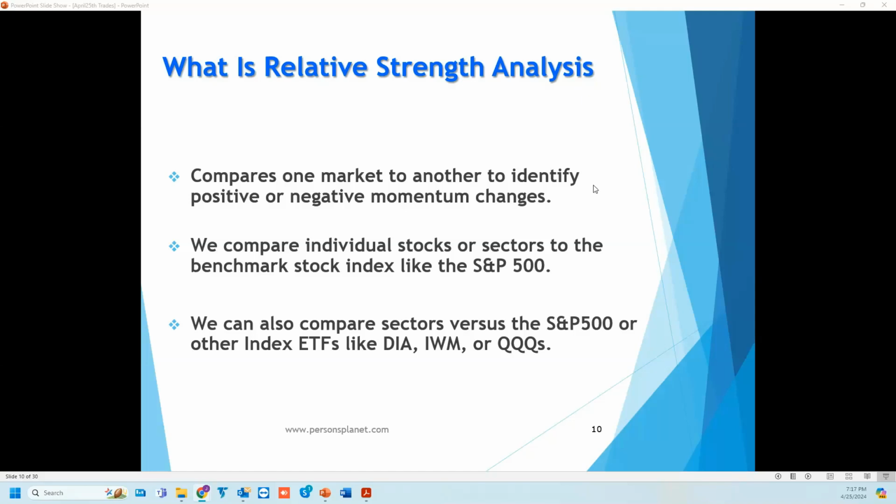And basically what this tool suggests is that we're looking at the percent change of one product compared to the S&P 500. Now, someone asked, I think, if it wasn't in this session, it was another session, can you use it with other ETFs? And the answer is absolutely yes.